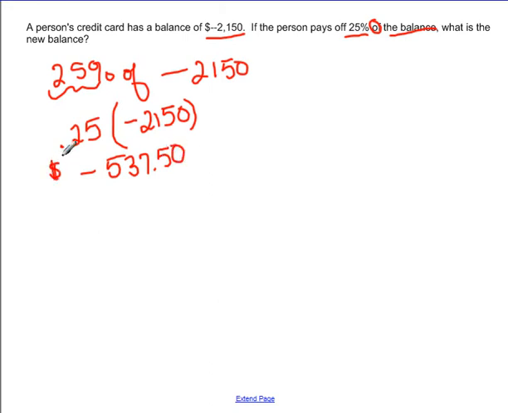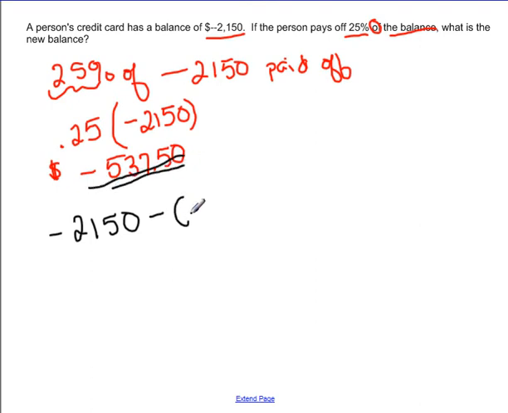Okay. Now be careful, we're not finished here. Remember what we did. This is how much they paid off. But the question isn't how much was paid off. The question is, what is the new balance? So to find the new balance, we want to start with the original balance. The original balance was negative 2,150.